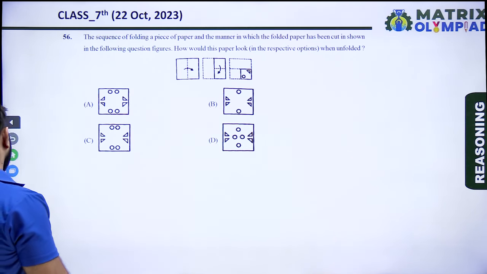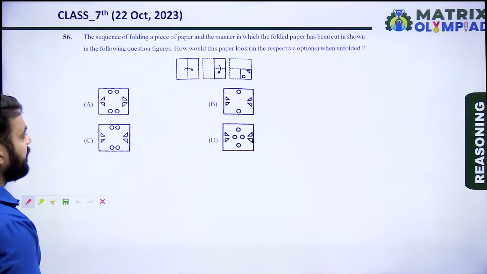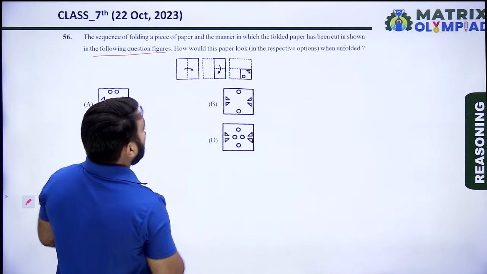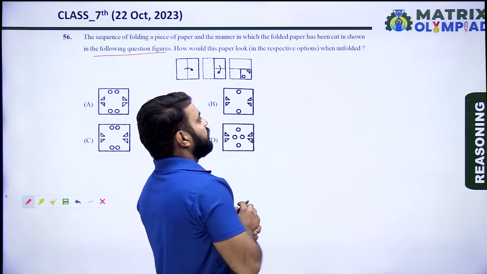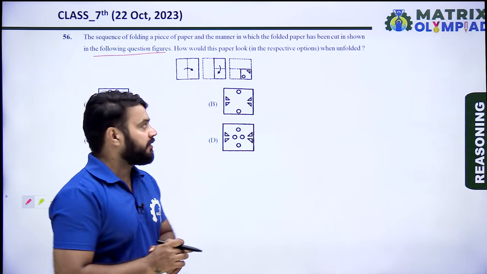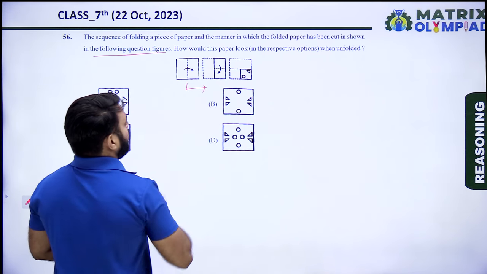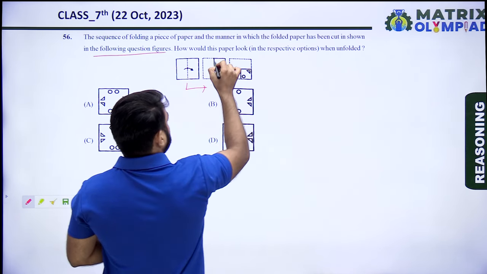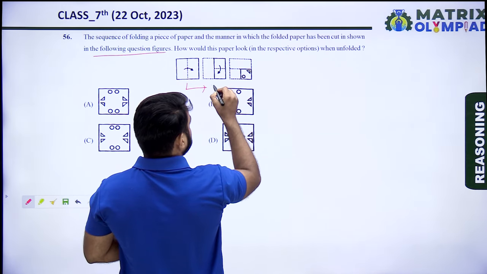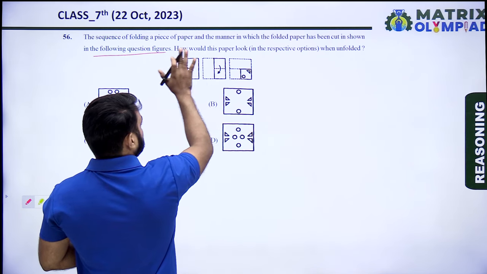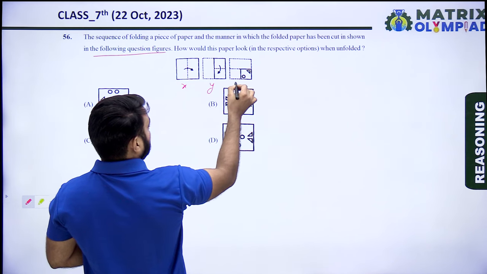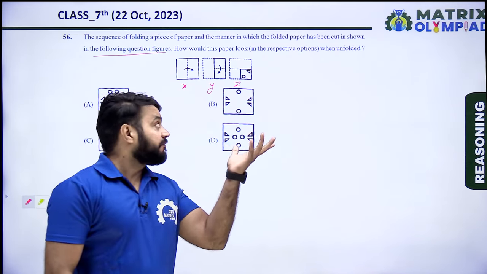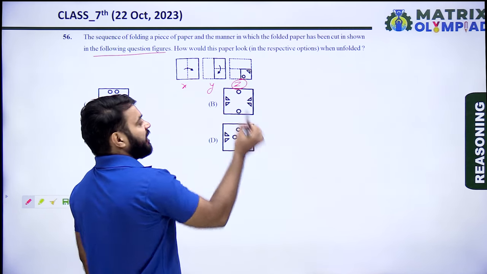Let's move on to the next question, number 56. The sequence of folding a piece of paper and the manner in which the folded paper has been cut is shown in the following question figure. How would this paper look in the respective option when unfolded? So find the unfolded figure of paper. We fold this paper, then we get this paper. Now we fold this paper, then we get this paper. Let's suppose these are X, Y, and Z. Unfold the paper in the same sequence in which it was folded and find the mirror image in each case.